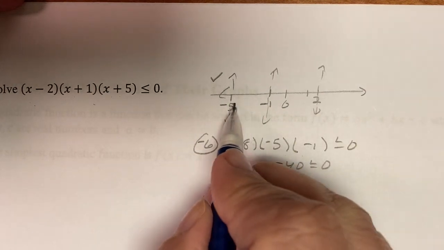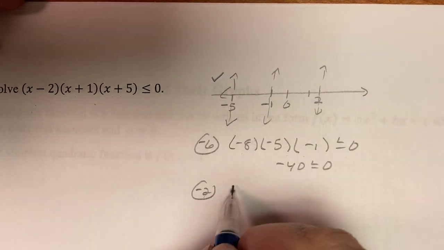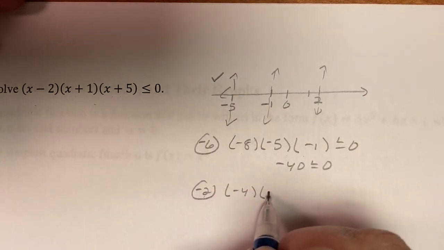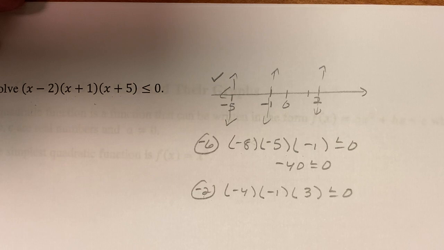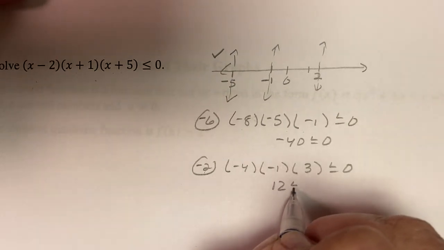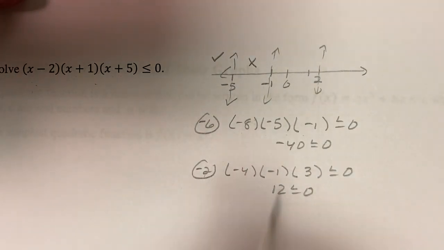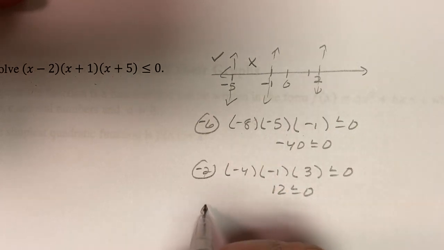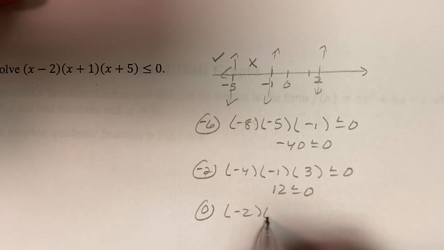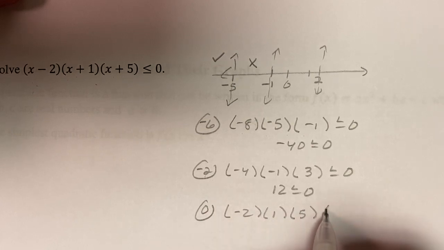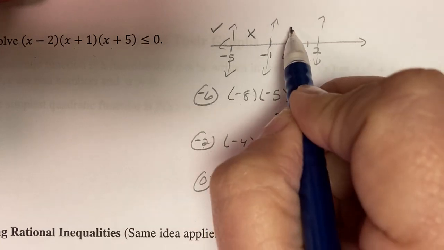Let's go ahead and plug in something from this region. How about -2? If I plug in -2 for x, I'm going to get -4 times -1 times 3 is less than or equal to 0. Well, multiplying those, I get 12 is less than or equal to 0, which is not true. So that's an X. We'll just keep going to the right. Let's use 0. If I plug 0 into each one of those parentheses, I'm going to get -2 times 1 times 5. Is that less than or equal to 0? Absolutely, because that's -10.